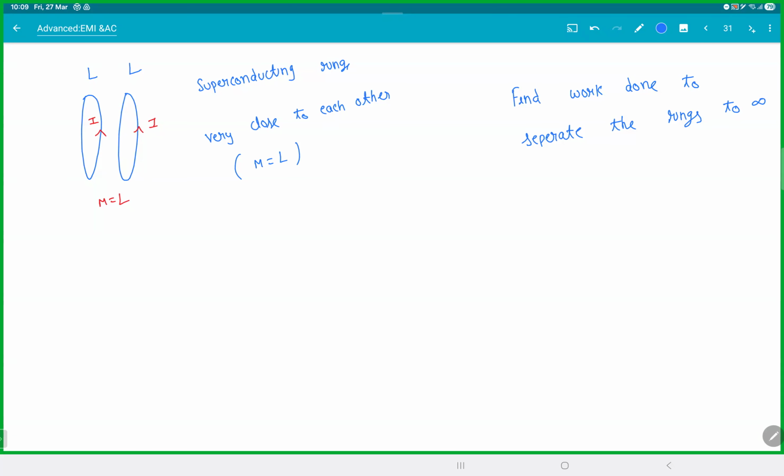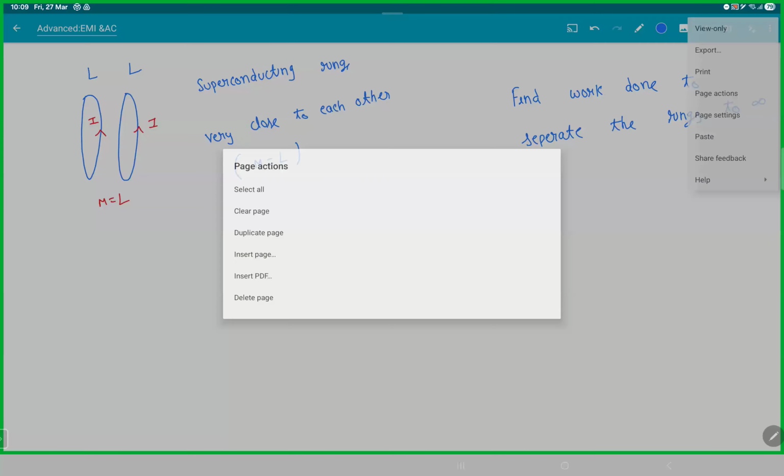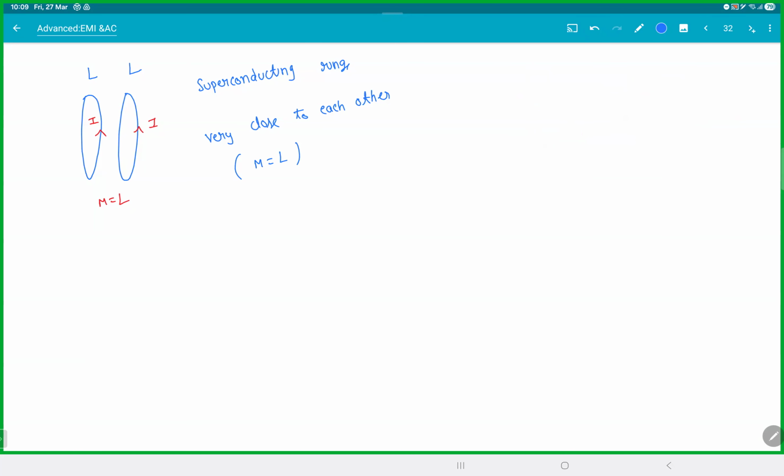There we go. Let's see. So initially, what was the flux? If you look at the flux on any one ring, the flux on any one coil is L into I1 plus M into I2. But luckily here, I1, I2 both are equal. M is equal to L, so this is 2Li. Now, when you separate them to infinity, so that guy is gone, the current becomes I dash. So the new flux must be still equal to Li dash. So 2Li must be equal to Li dash. That means the current in the rings will double.